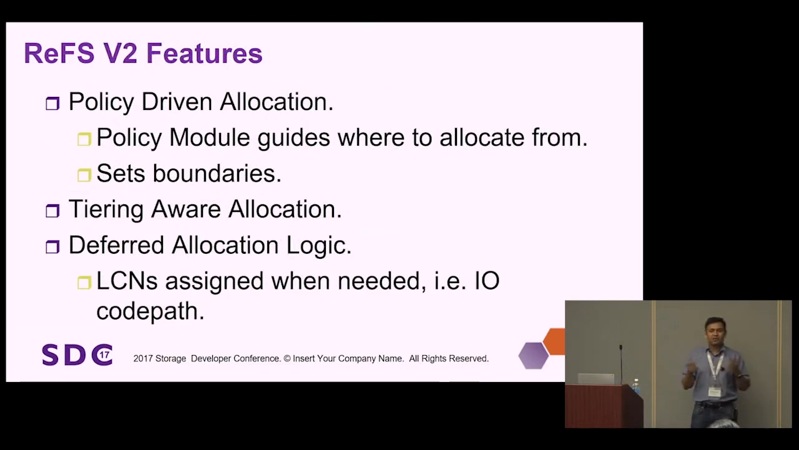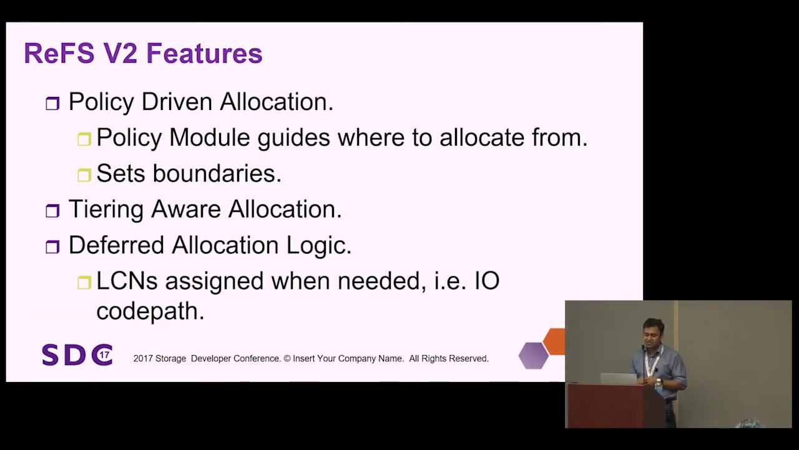Remember I said we replaced all of our multitude of allocators using one single allocator? What that enabled us to do was essentially do policy-driven allocation. The policies are based on the type of allocation that we're getting. A small policy module gets attached to that allocation request, and it will guide the allocator to say, try to find free space from this region on the volume rather than this. Depending on the situation, it can also set strict boundaries, saying only allocate from here, don't ever stray from this.